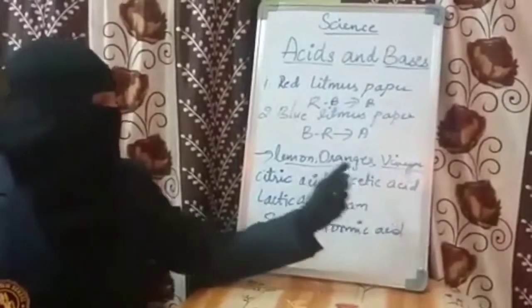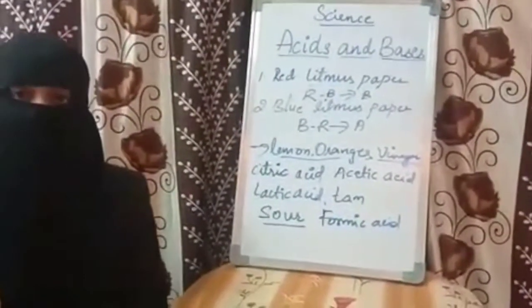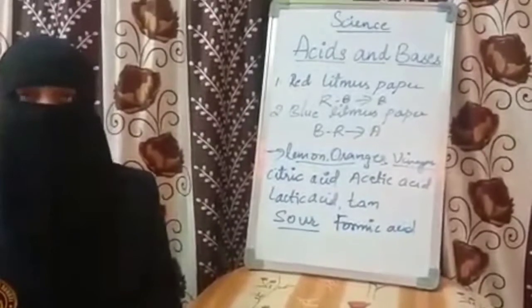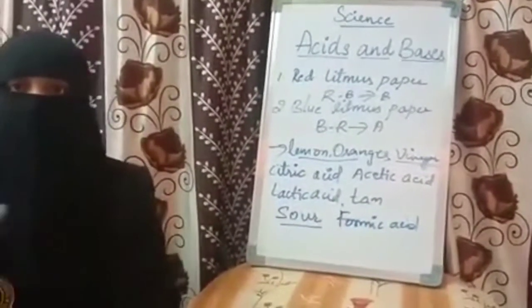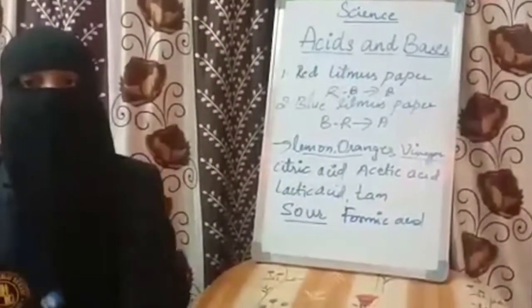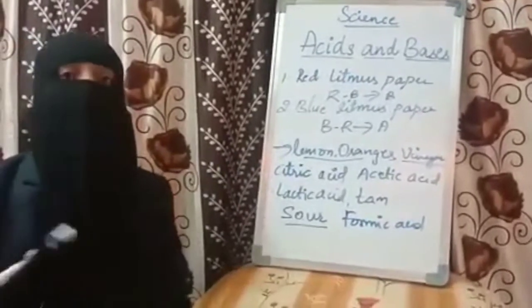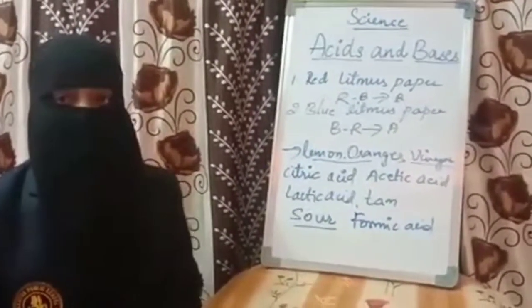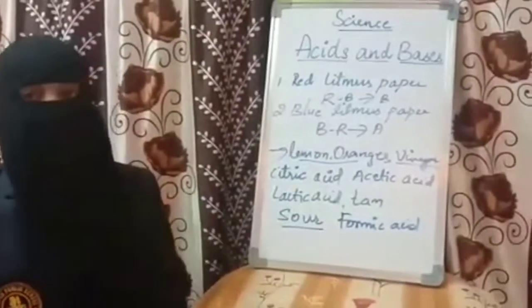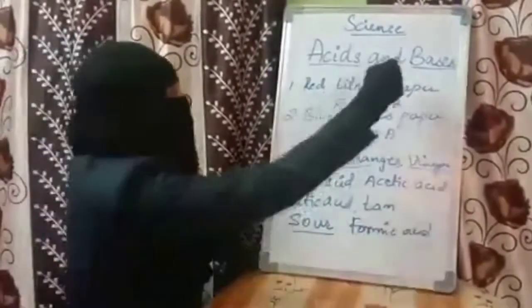Lemon, oranges, vinegar, tamarind, curd, stale cheese, urine, grapes, what else? Spinach, tomatoes, all these contain some acid. So all the materials I have mentioned are acidic in nature. This is about the acids. Next we are going to learn about the bases.